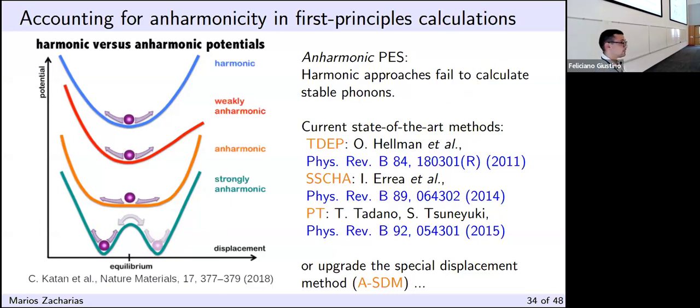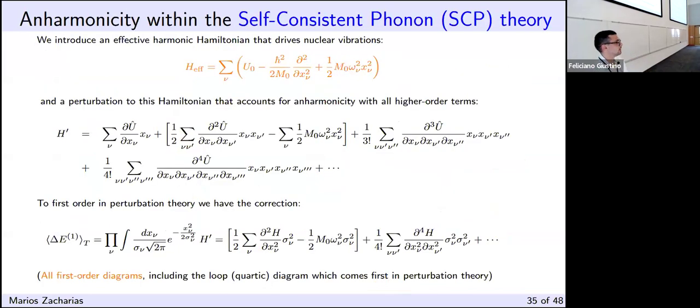Can we upgrade the special displacement method? And can we do it for anharmonic systems? Yes, we can. And the benefit with the special displacement method is that we no longer have to deal with the configurational sampling. We can just generate one special configuration, and we compute the interatomic force constants for that object. And we'll see how it works.